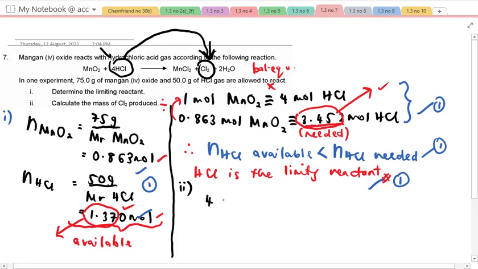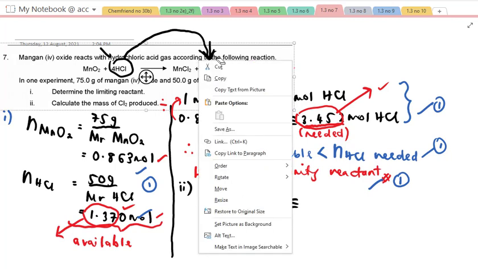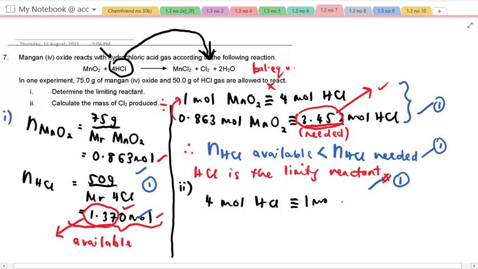So, tulis 4 mole HCl equivalent with berapa mole tu? 1, right? Okay, then di sini 1 mole. Then 1 mole of Cl2. Berapa available tadi? Hanyalah 1.37 mole sahaja HCl, which this mole of HCl will be equivalent with, dia akan produce how many mole of Cl2? Is 1.37. You divide by 4, you times with 1.